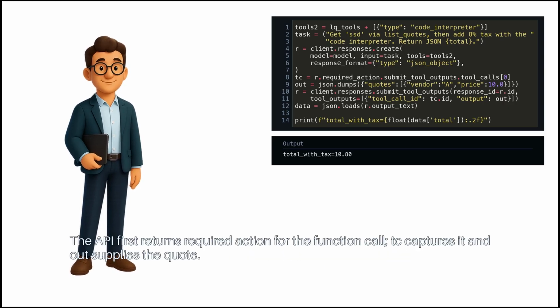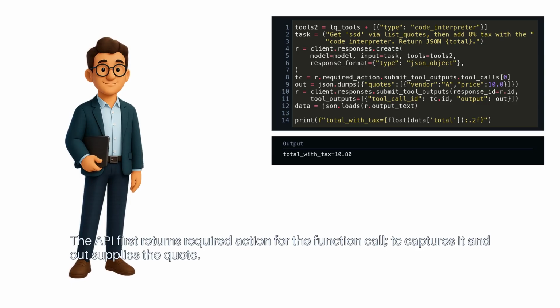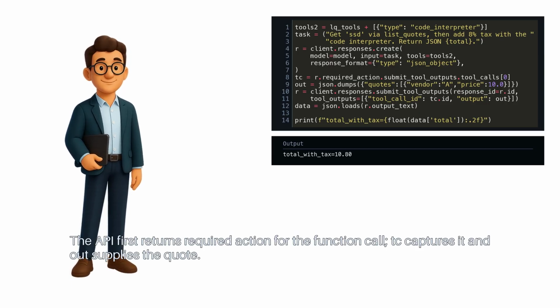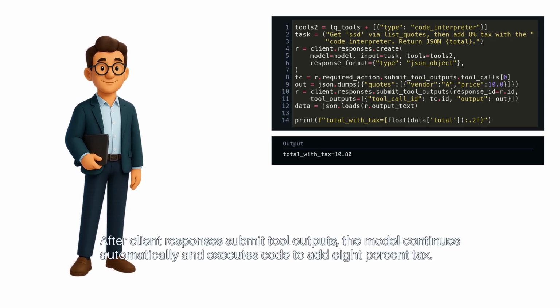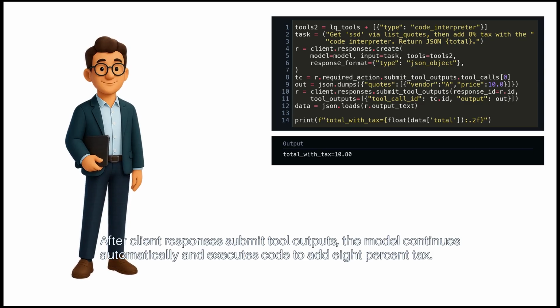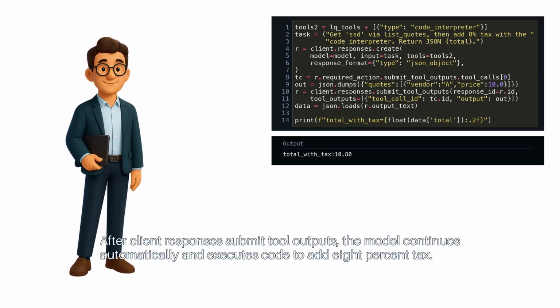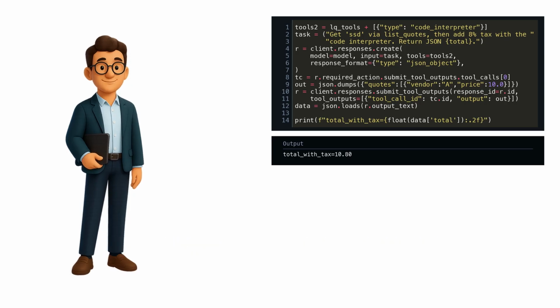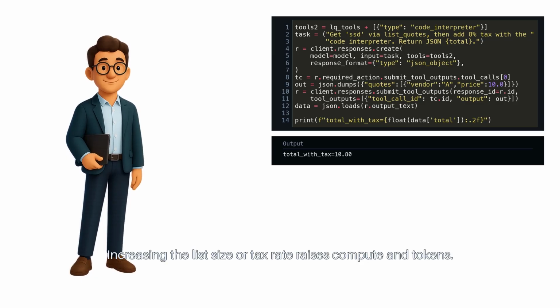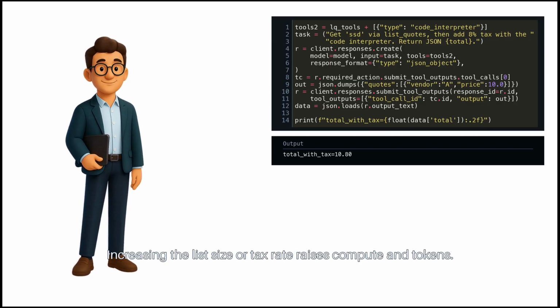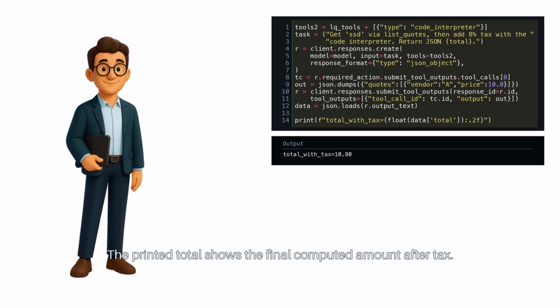The API first returns required action for the function call. tc captures it, and alp supplies the quote. After client.responses.submit_tool_outputs, the model continues automatically and executes code to add 8% tax. Increasing the list size or tax rate raises compute and tokens. The printed total shows the final computed amount after tax.